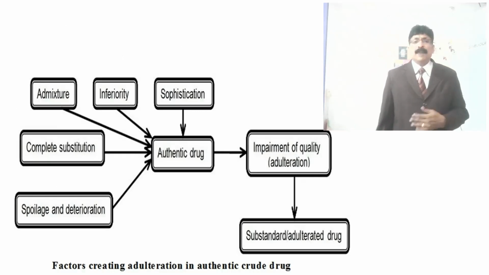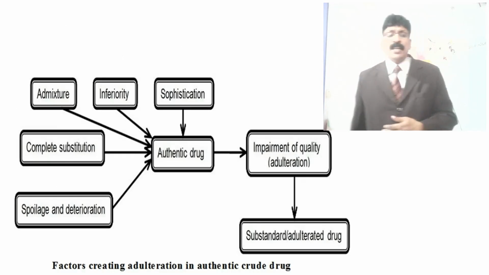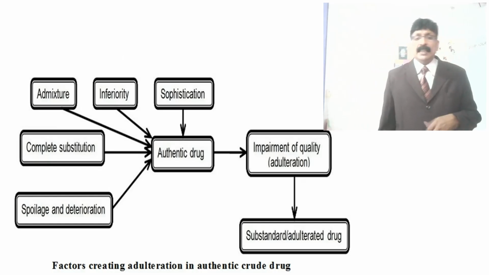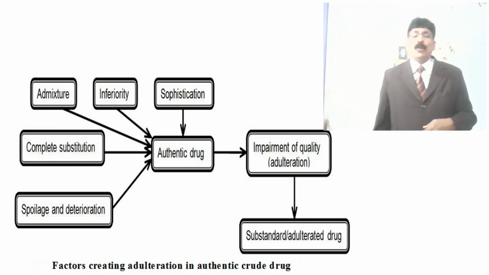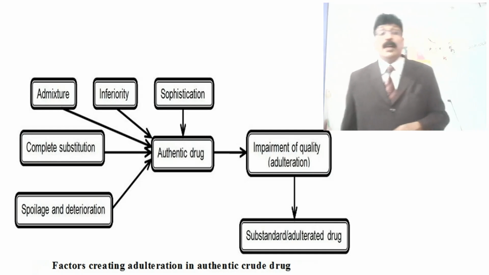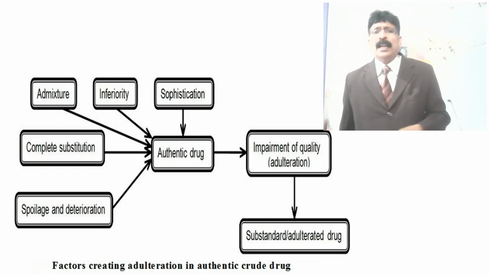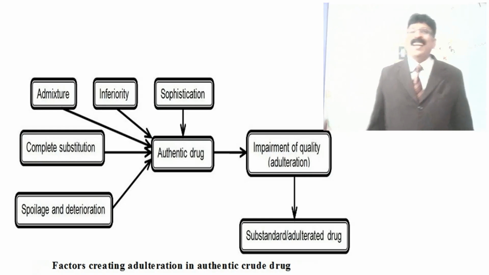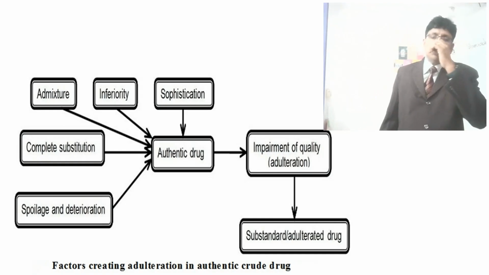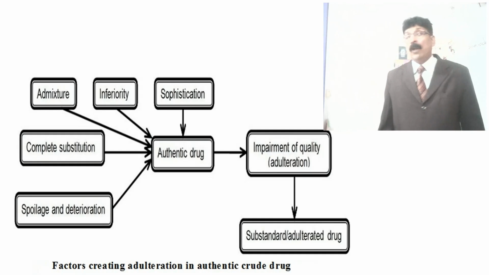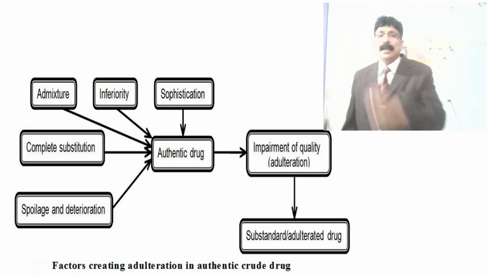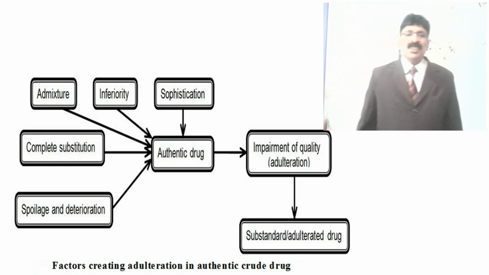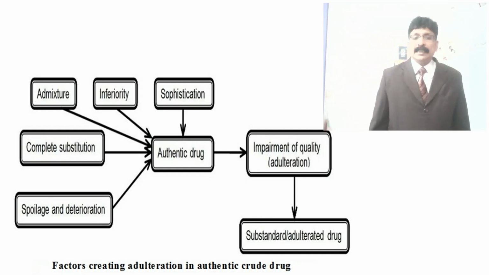So this is the final slide, that is, factors creating adulteration in authentic crude drug. When you want to authenticate a crude drug, when you are talking about adulteration, sophistication drug, inferiority drug, admixture drug, and complete substitution or spoilage or deterioration drug. When it comes to that, it should be authenticated, and impaired quality should be identified, the adulteration, and then standard or adulterated drug can be determined by the pharmacist. So these are the factors creating adulteration in authenticating crude drug.